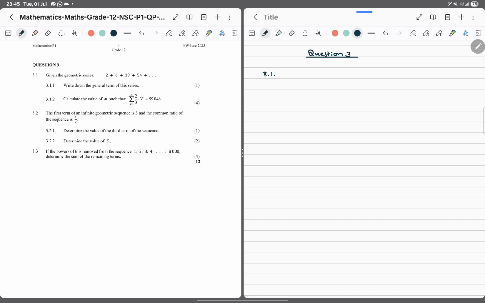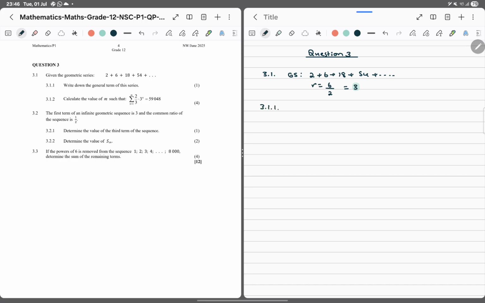Now, given the geometric series, so this is GS, which is 2 plus 6 plus 18 plus 54 plus, and then it continues. So if this is a geometric series, we know that R is going to be 6 over 2, which is equal to 3. Very important. R is greater than 0, so this is a divergent geometric series. We need to know this.